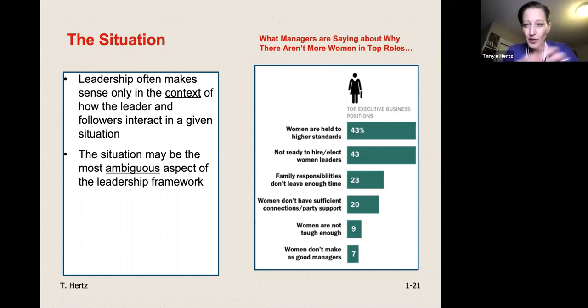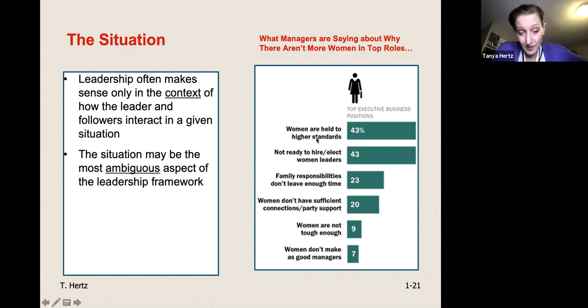So we're going to move into women now as leaders, and we're going to talk a little bit about women and minorities in leadership positions. But before we transition into that, I wanted to show you what managers are saying. This is from a study done by the Pew Research Group about 3 or 4 years ago. They asked managers and executives at organizations, why aren't there more women in executive leadership roles? And this is what they said.